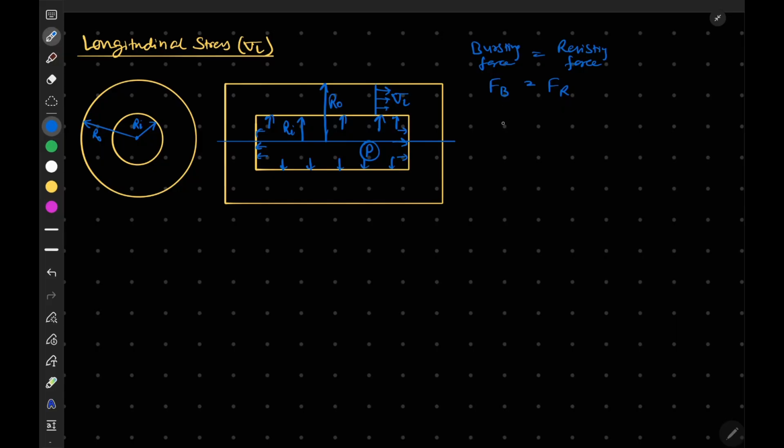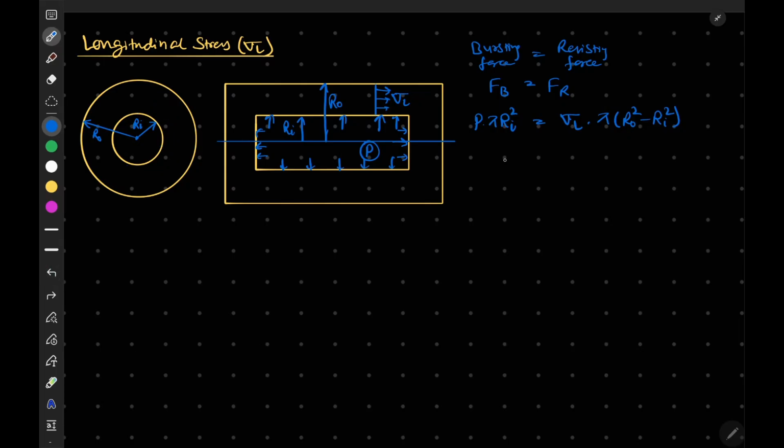Now this bursting force is P into pi Ri square, and this will be equal to sigma L into pi times R naught square minus Ri square. This is the area of the outer section, this complete area.